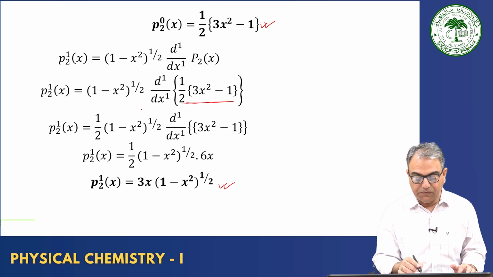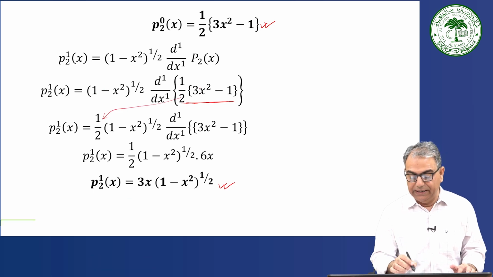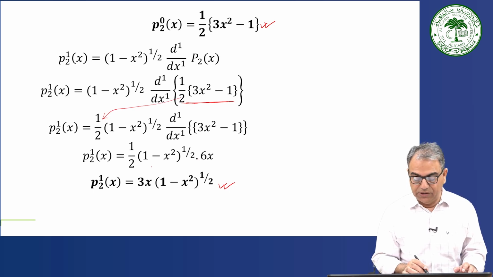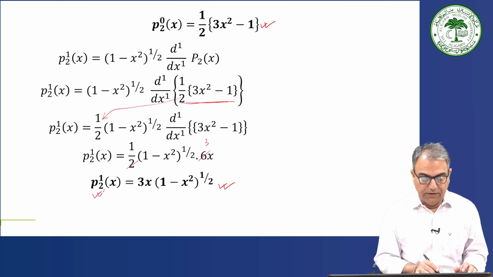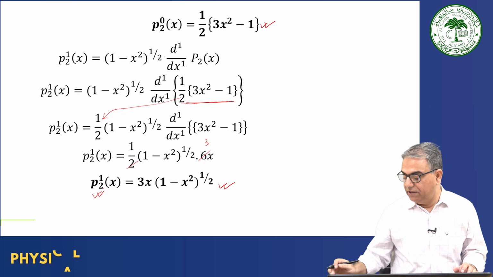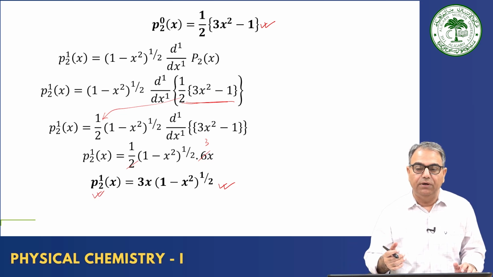Okay. And then if you differentiate, this 1 by 2 I have brought here, and then d/dx of 3x square minus 1, and d/dx of 3x square minus 1 will be what? 6x. So it will be 1 by 2, (1 minus x square) to the power 1 by 2, 6x, and this 2 will go with 6, it will be 3, and you will have 3x (1 minus x square) to the power 1 by 2. So very easily you get P21. So this way you can make a table of all the PLM x value and PL x value.